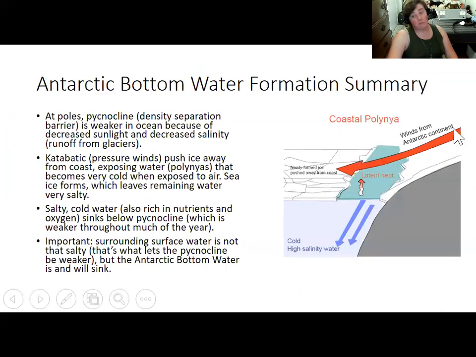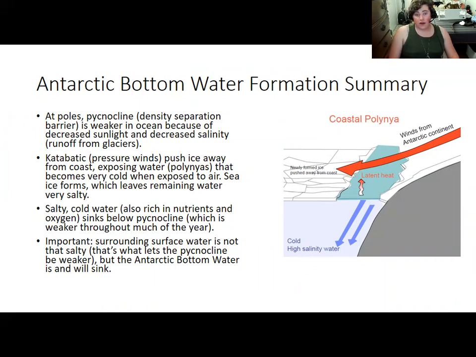Moving on to Antarctic bottom water, I wanted to include a short summary of it here. It is involved in thermohaline circulation, which is the type of ocean circulation that involves water masses traveling between the surface and the depths, and is largely driven by density differences. And these density differences are related to differences in temperature and in salinity, how salty the ocean is.